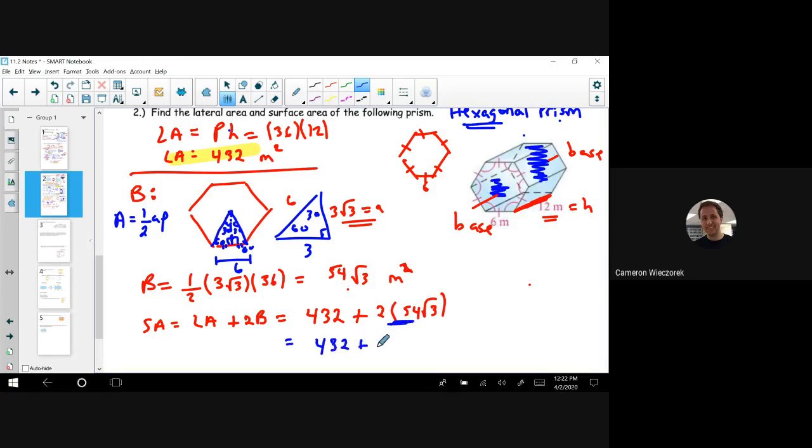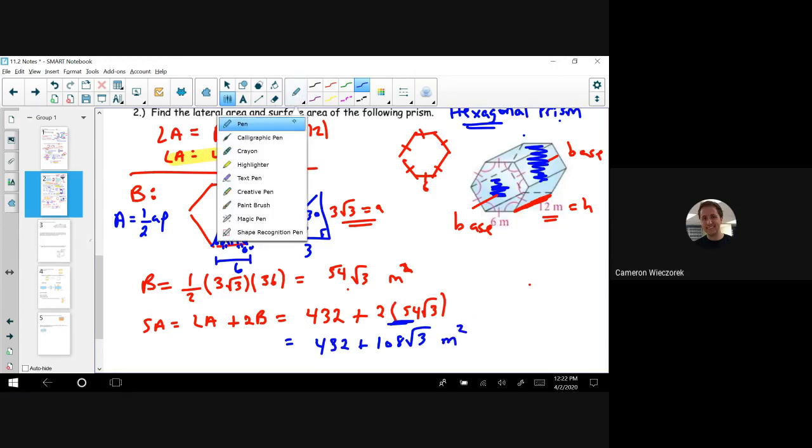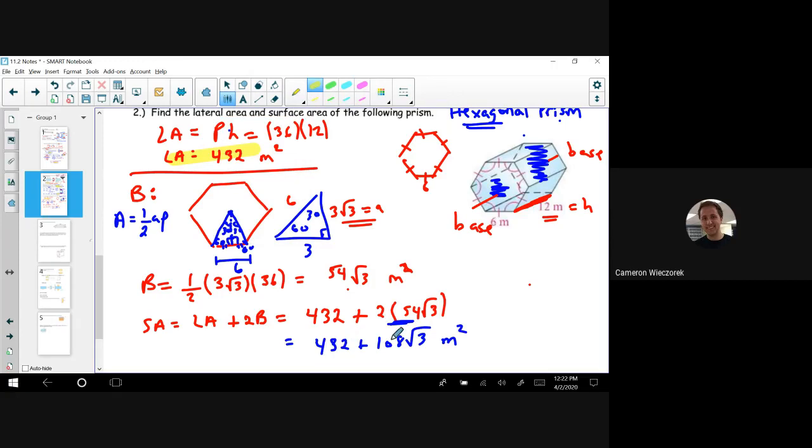432 plus 108 rad 3 meters squared. That would be if you left it in exact form. Notice I did not add the 432 and the 108 together because they're not like terms. The 108 has a rad 3 multiplied next to it, and the 432 does not have a rad 3 multiplied next to it.